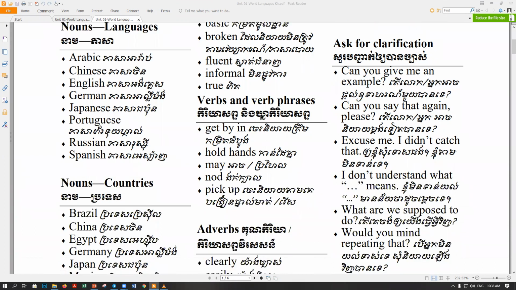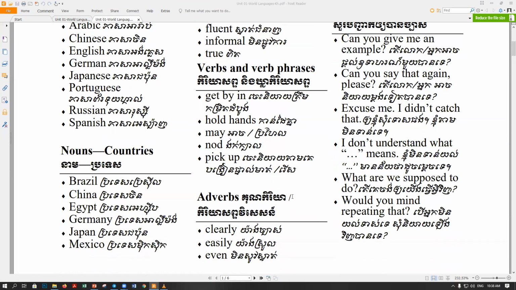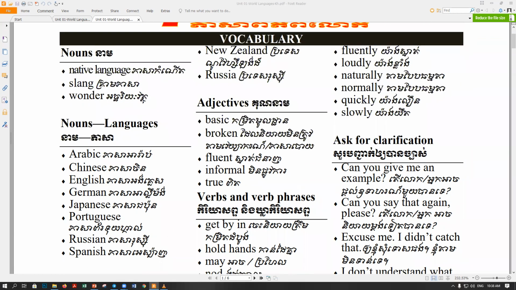Verbs and verb phrases: get, buy in, hold hands, may, not, pick up. Adverbs: clearly, easily, even, fluently, loudly, naturally, normally, quickly, and slowly.